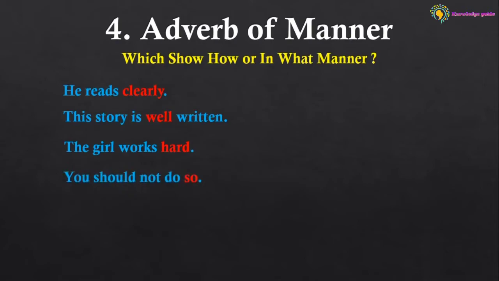Next we have, you should not do so. So the word so is also showing an adverb of manner of a sentence. He fought bravely. So the word bravely is an adverb of manner, that is, in what condition he is fighting. So the words in red color like clearly, well, hard, so, bravely are all adverbs of manner.